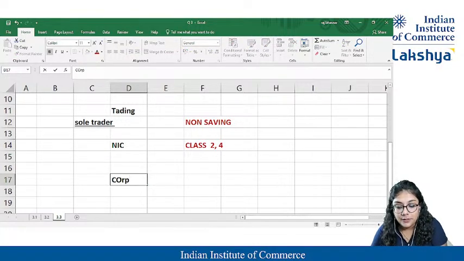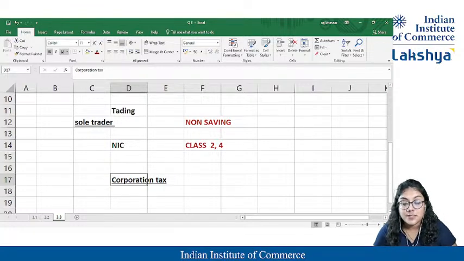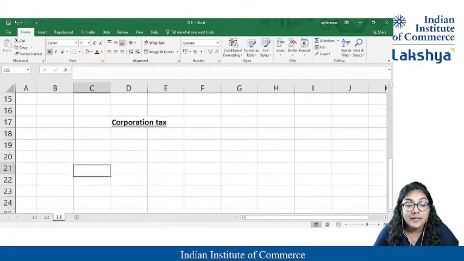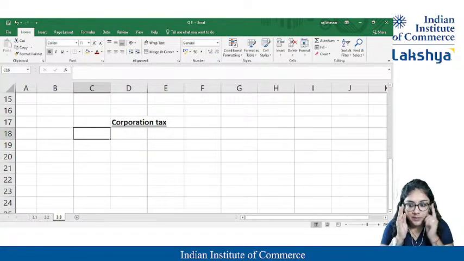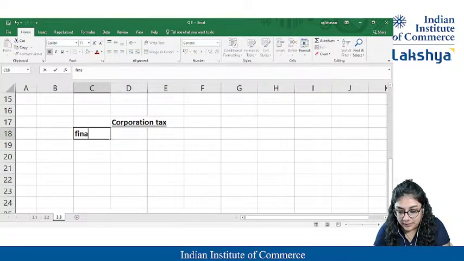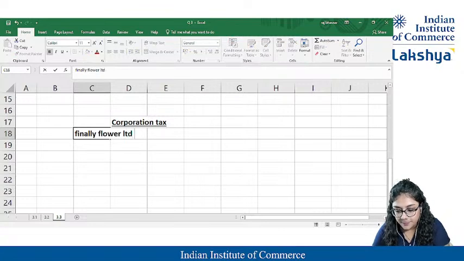So I want to enter into a corporation tax, which is again 18%. So a new company has been formed, guys, a new company, Flower Limited. A new company has been incorporated. So finally, Flower Limited has been incorporated.